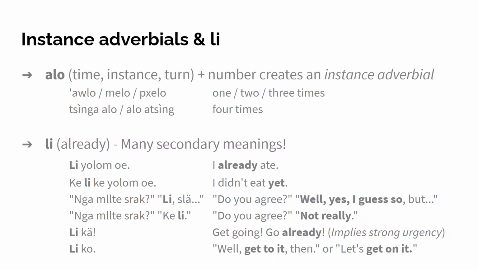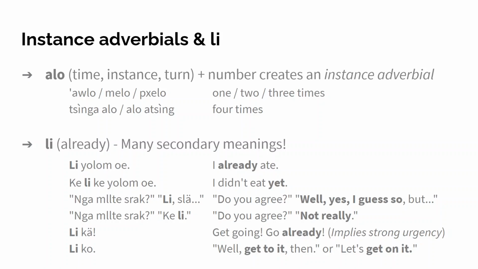And you can also use the negative form of li here. So nga mildesrak, ge li. So then it means something like not really. And we can also use li in combination with a command. So for example, li ke, get going, go already. So then it implies a very strong urgency. You can use this with any command. So for example, I can say something like, li yom, eat already, now finally eat, something like this. If we're, for example, in a hurry and I'm just waiting for you to finally eat your stupid breakfast. Yeah, li yom. So yeah, use this together with commands if you want to imply very strong urgency.